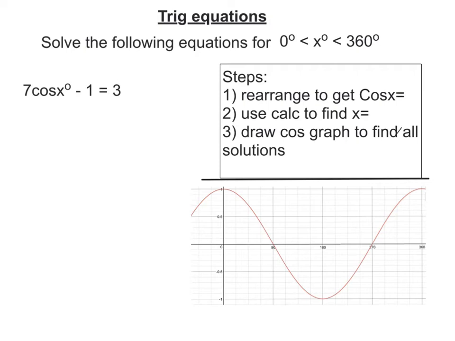So in this video, we're going to try and solve 7 cos x minus 1 equals 3. We're going to use the 3 steps that are written down here. So the first thing is we need to rearrange it to get cos x equals.